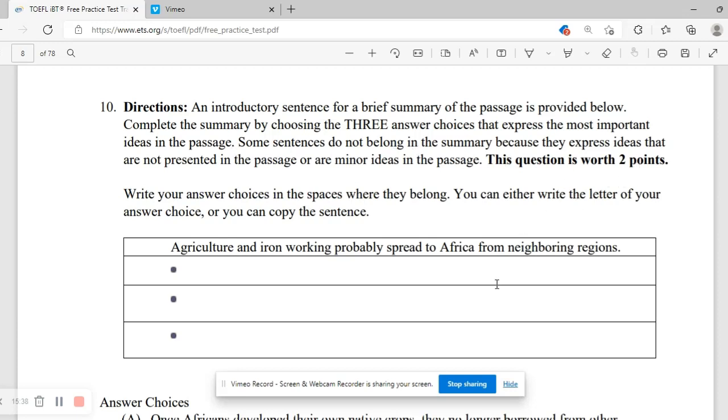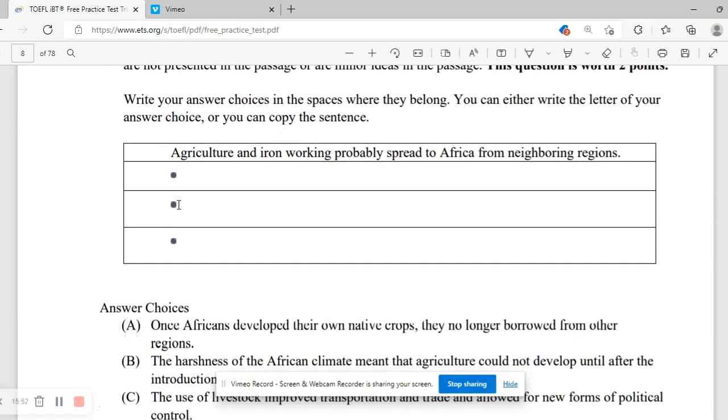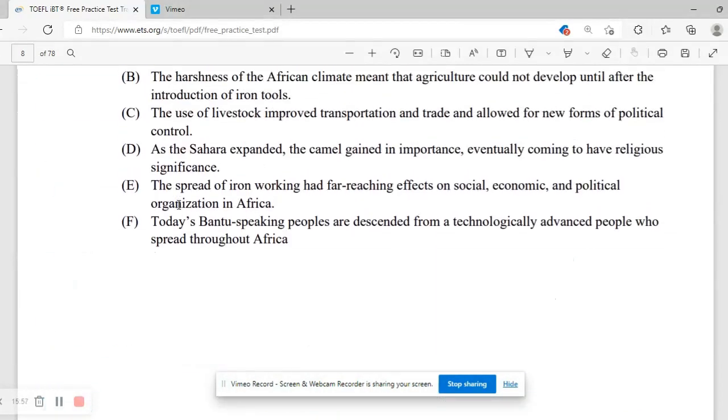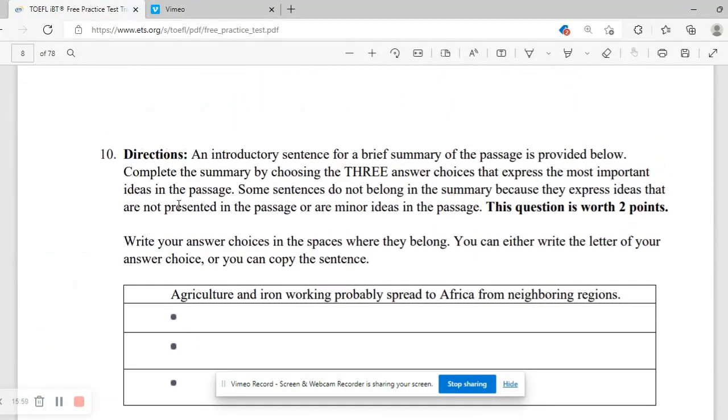This question is worth 2 points. This is the last question of a passage. It is worth spending your time on because you will get 2 points. So it is going to be a summary question; it definitely says all about summary.